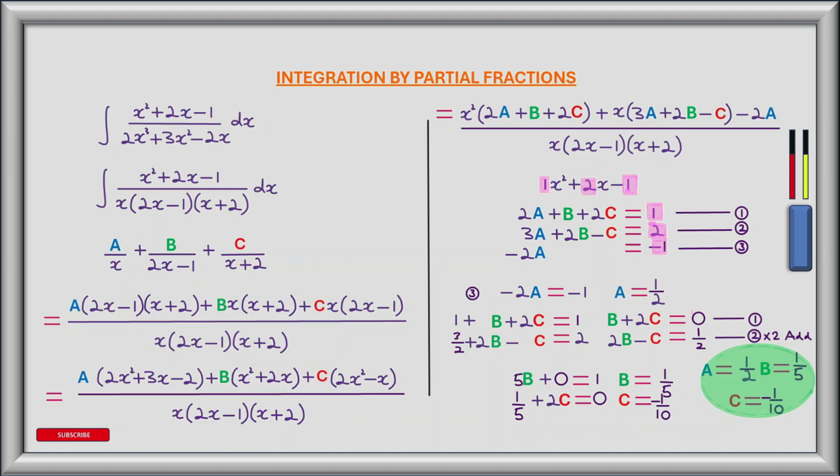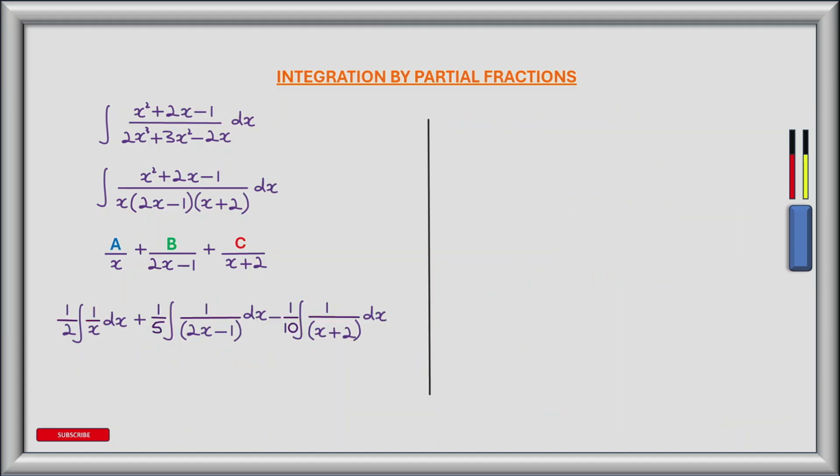So we have 1/5 plus 2c is equal to 0, and therefore c is equal to minus 1/10. So now we have a is equal to half, b is equal to 1/5, and c is equal to minus 1/10. So now we've solved for a, b, and c. We can now substitute these values back into the original expression. This now transforms our original integral into 3 integrals, which are much more easily managed.